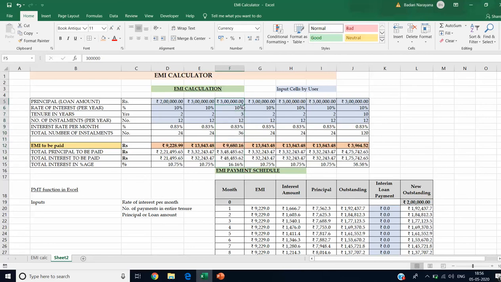So like this you can always compare your EMI, compare the interest amount, and make wise decisions about your own EMIs and loans.